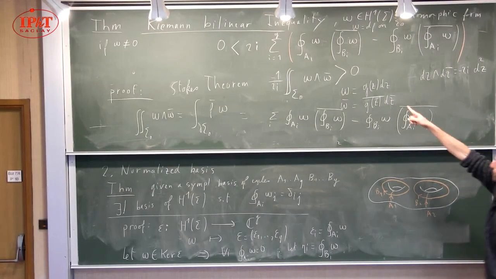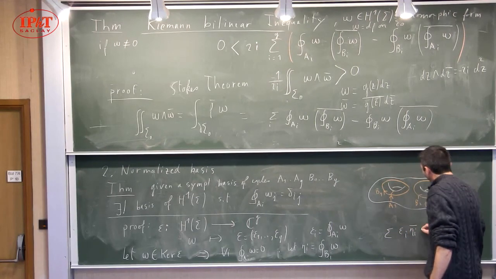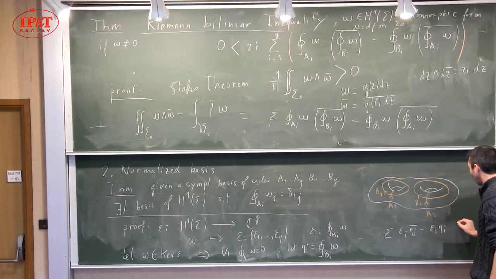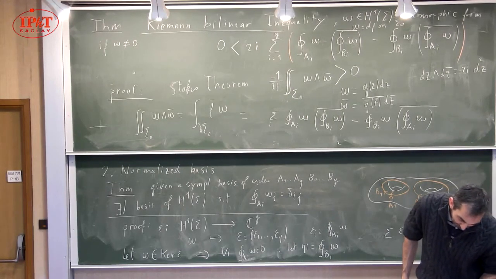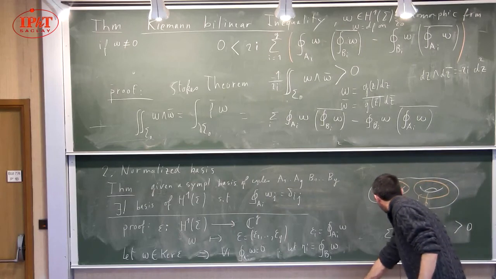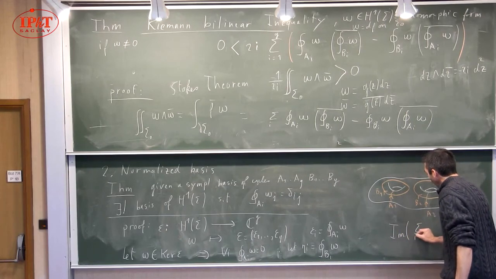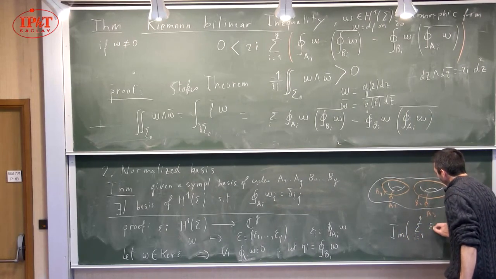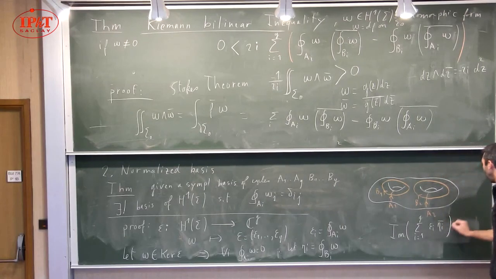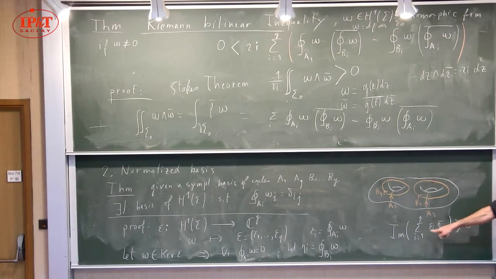But with the Riemann bilinear identity, we know that the imaginary part of the sum over i equals 1 to g of epsilon_i eta_i bar is positive, which is impossible if all the epsilon_i vanish.